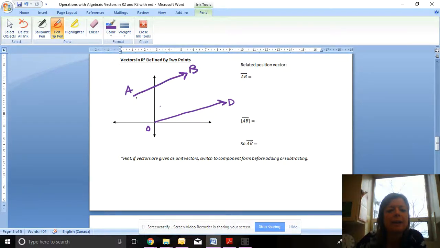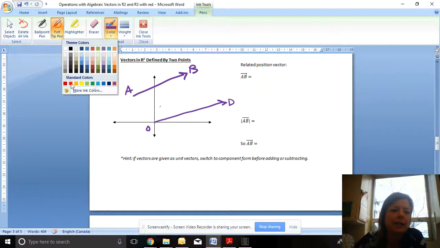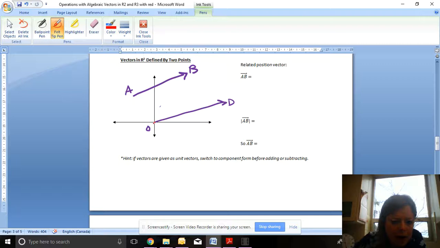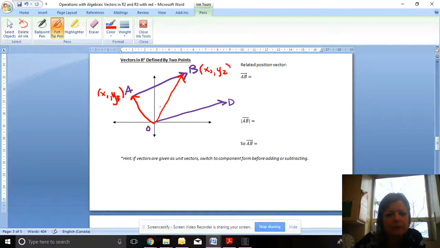So if we know the coordinates of A and we know the coordinates of B, how can we write its related position vector OD? That's what we're solving in this section. So OA is a vector here, and we'll define A as being x1, y1. And then OB is the vector here. So we'll define B as being x2, y2.